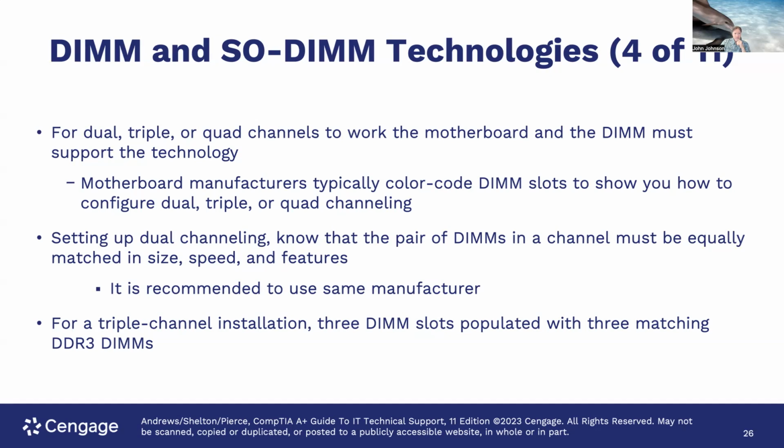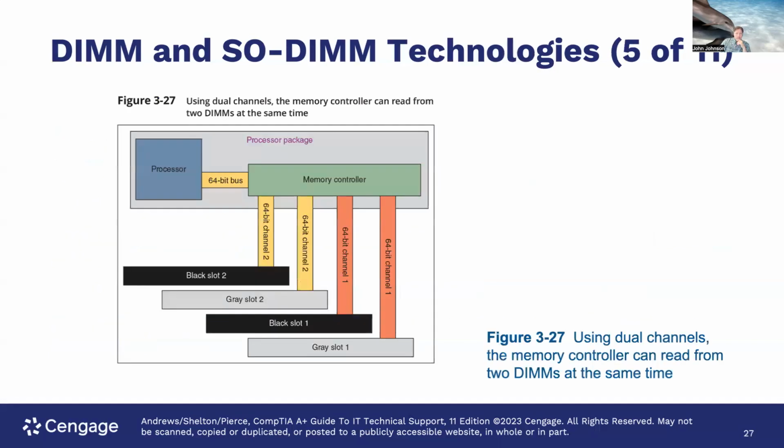So for a triple channel installation, 3 DIMM slots are populated with 3 matching DDR3 DIMMs. And here, if you look at it, we've got the DIMM and the SO-DIMM technologies. It shows that using dual channels, the memory controller can read from 2 DIMMs at the same time. Here's how that looks. So take a good look. It shows your processor, the memory controller, and the different slots there.